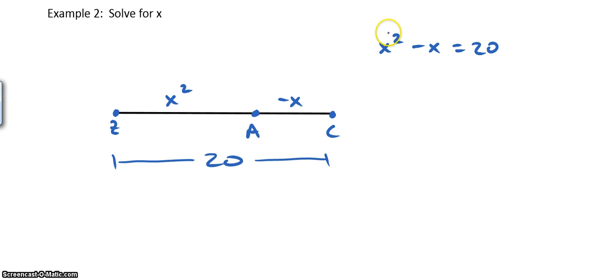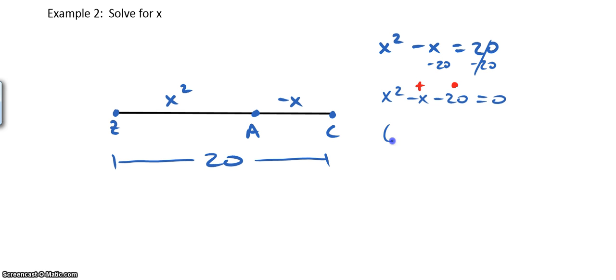Now, whenever we have an x squared, this is a factoring problem, so we have to get it equal to 0 in order to solve. So I have x squared minus x minus 20 equals 0. Now that we're in our factoring form, we find two numbers that multiply to negative 20 and add to negative 1.